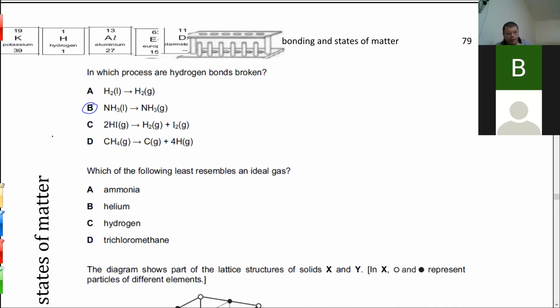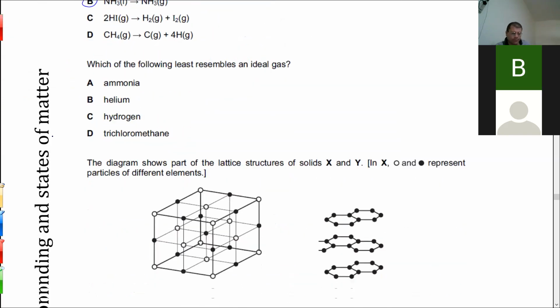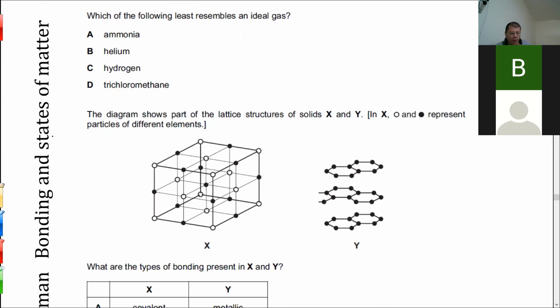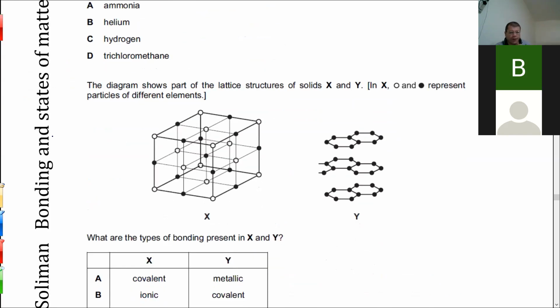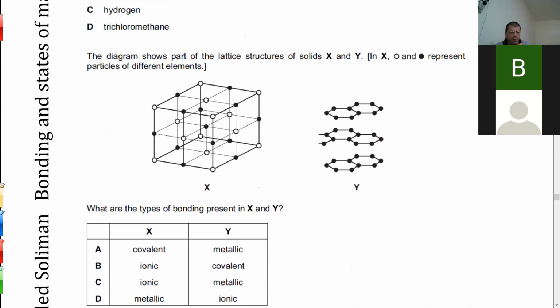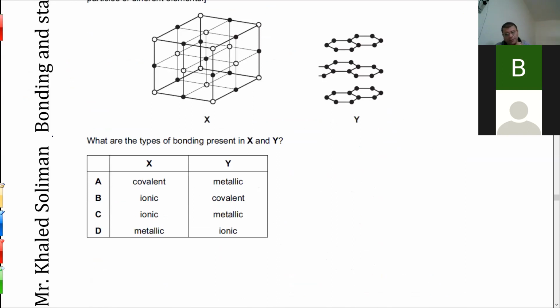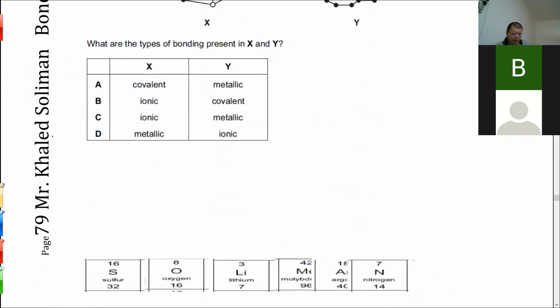Which of the following? This one is noble gas, we didn't take it yet. Diagram show the part of first one is ionic, clear, and the second one is graphite, also clear. The first one is ionic, as we say. Second one will be covalent. The answer is letter B. Simple question.